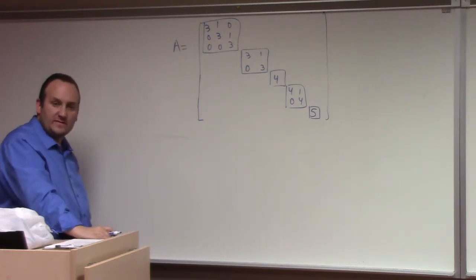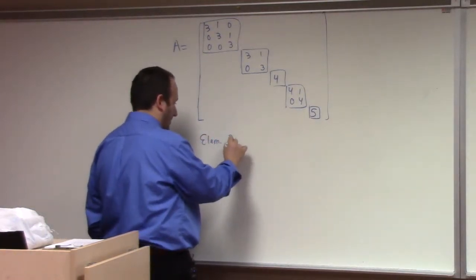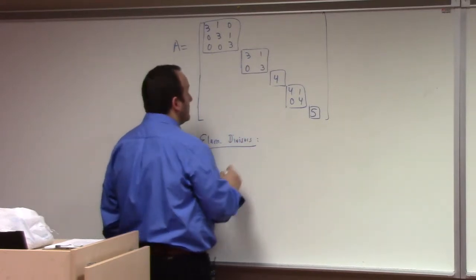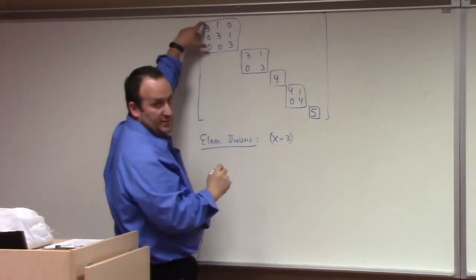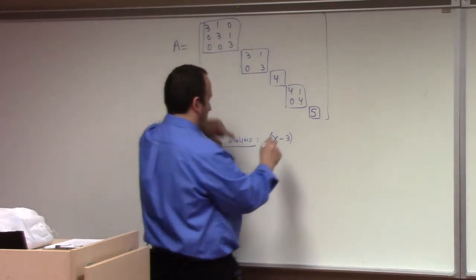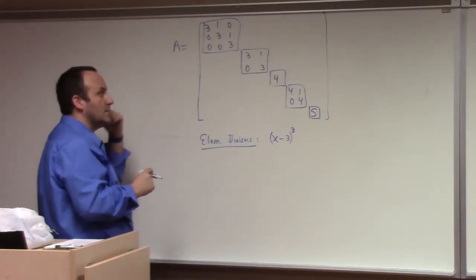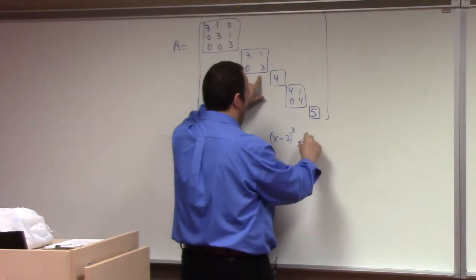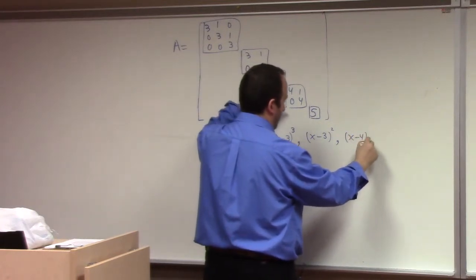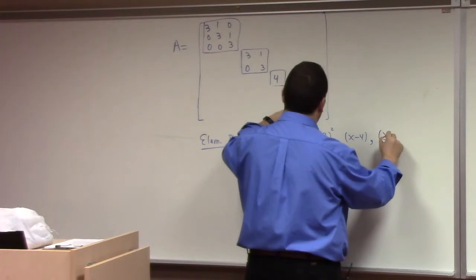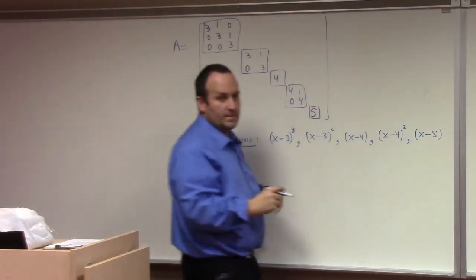Okay, so my question to you is, what are the elementary divisors? Let's start with the simplest thing. Elementary divisors for A are what? So this is coming from an elementary divisor of x minus 3 cubed. This is coming from an elementary divisor of x minus 3 squared. That gives me an x minus 4. This gives me an x minus 4 squared. And this gives me an x minus 5.